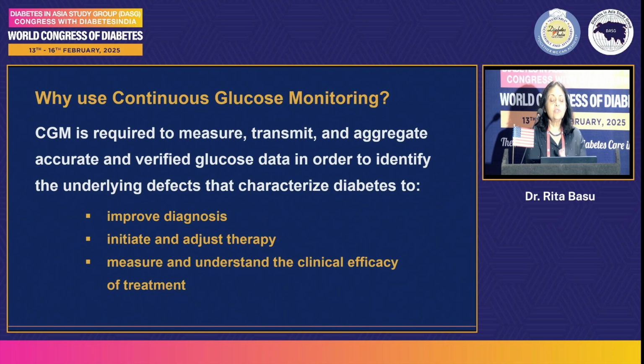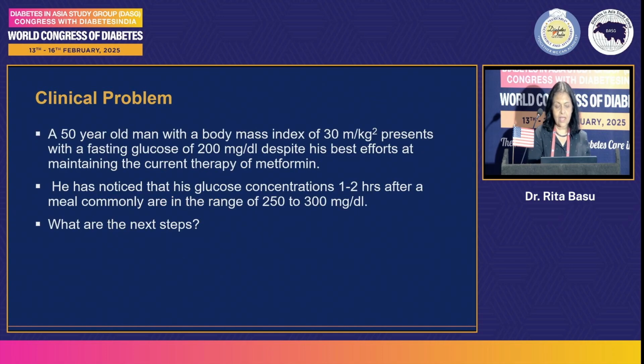So why use continuous glucose monitoring? CGM is required to measure, transmit, and aggregate accurate and verified glucose data in order to identify the underlying defects that characterize diabetes. So you can improve the diagnosis, you can initiate and adjust the therapy of the patient, and use the CGM to measure and understand the efficacy of the treatment. So it has many uses.